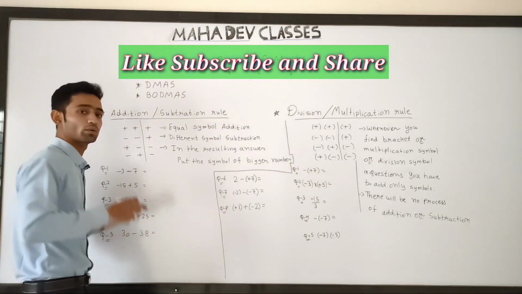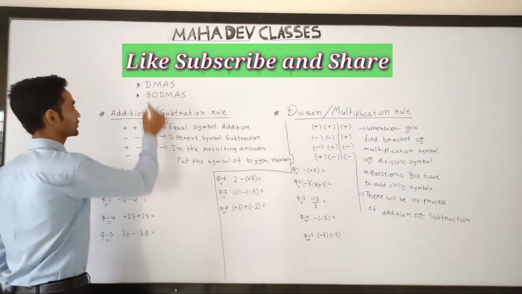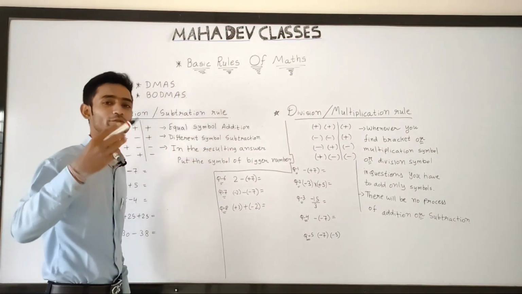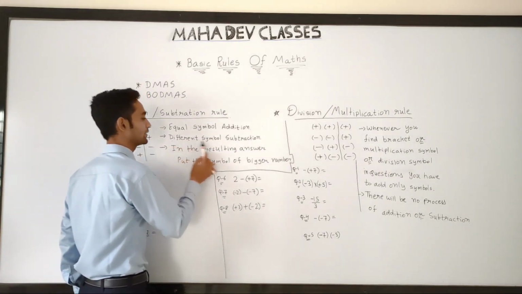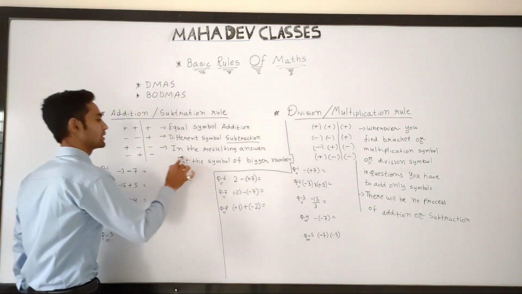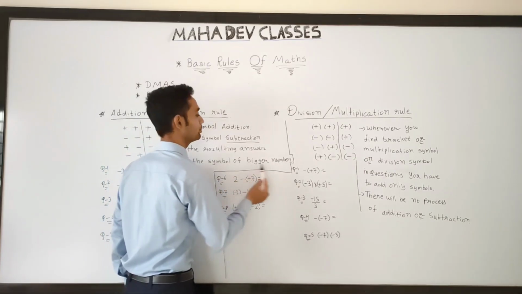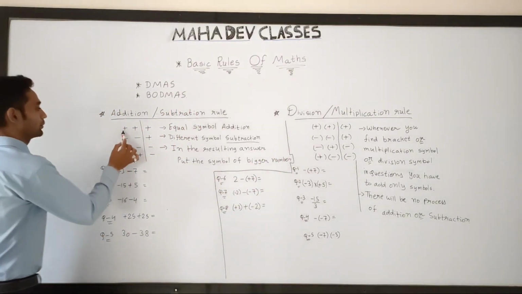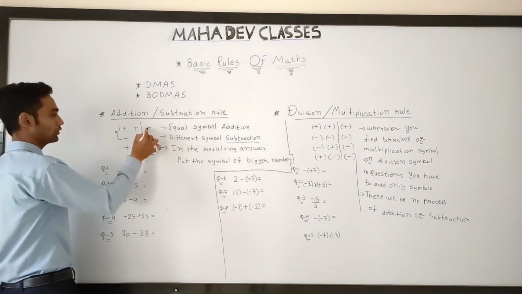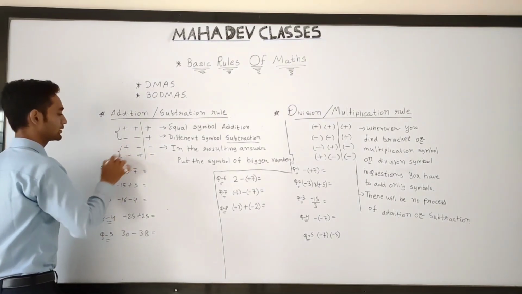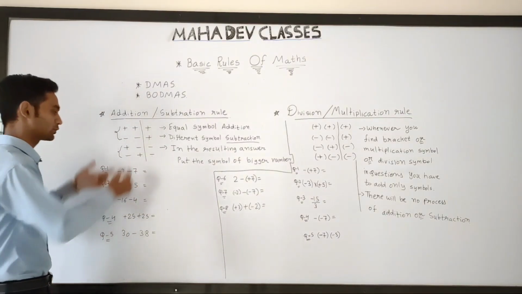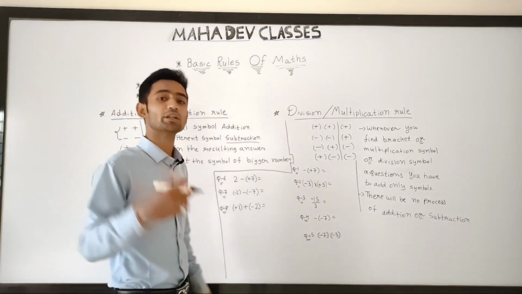Okay. We all have learned in our previous lectures of D mass that if you are having equal symbols, then you have to do the process of addition, and if you are having different symbols, then you have to do the process of subtraction. Okay, and in the resulting answer, put the symbol of the bigger number. Plus plus, minus minus, it means they are equal symbols, then you have to do the process of addition. Similarly here, these are different symbols, then you have to do the process of subtraction. Okay, this was the rule that we have learnt in our previous lecture.